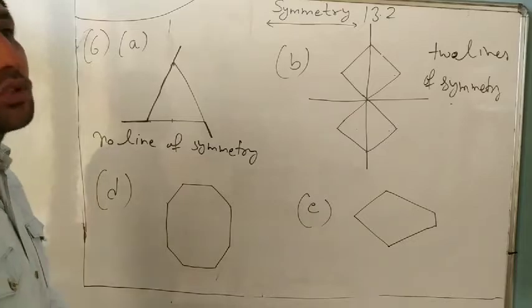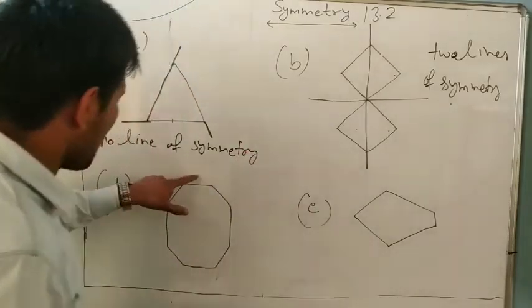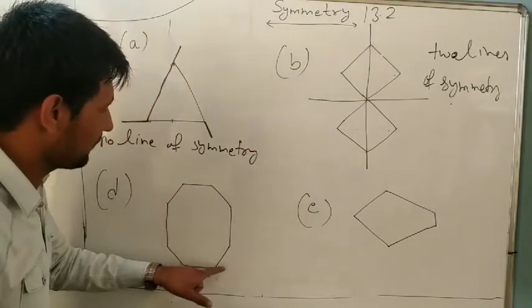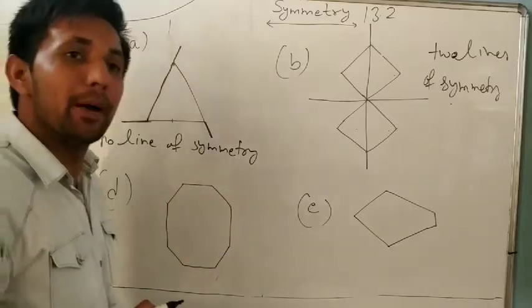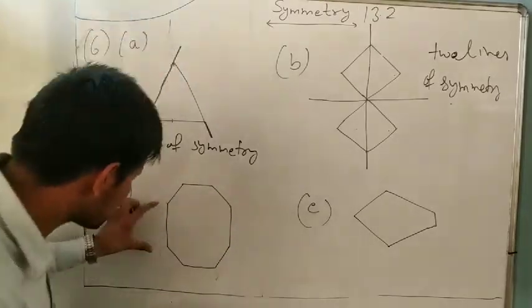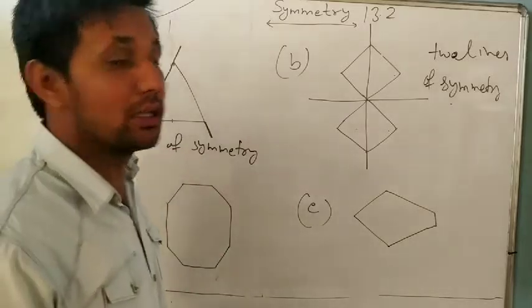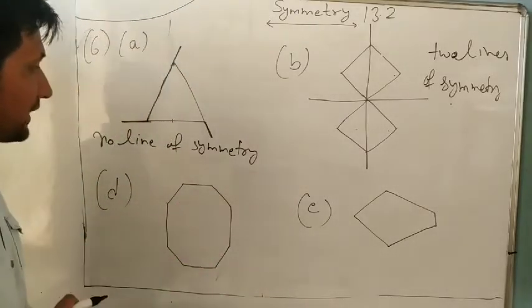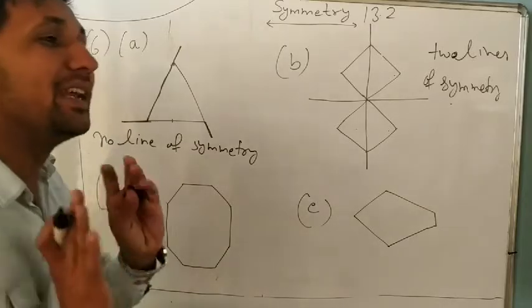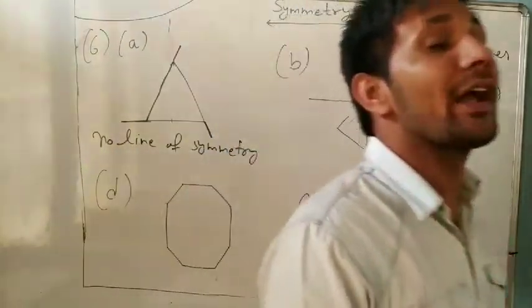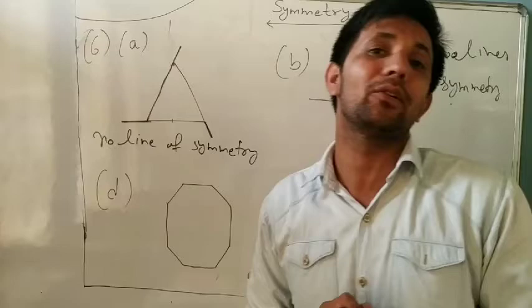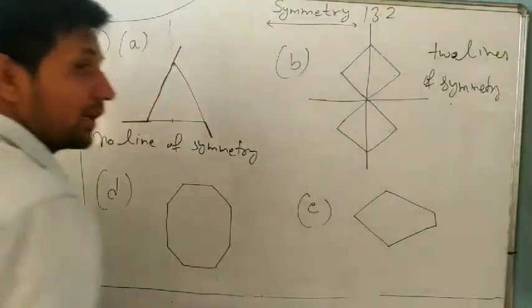Next, observe, it is an octagon. Octagon means a closed figure in which there are 8 sides: 1, 2, 3, 4, 5, 6, 7, 8. But we observe that this side is greater than all the other sides. Among all the other 8 sides, it is greater. So it means it is not regular. Regular means all sides are equal. It means all sides are not equal.